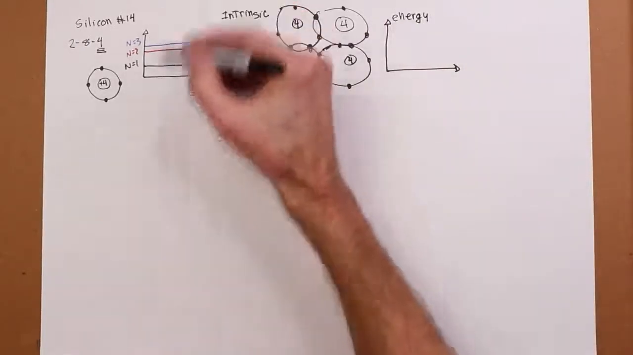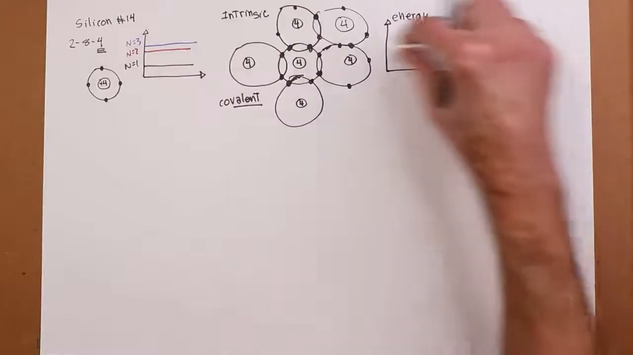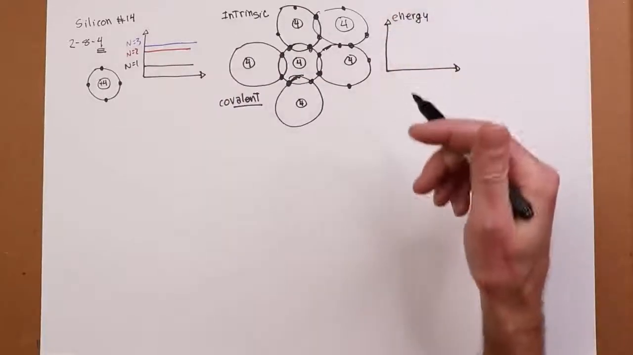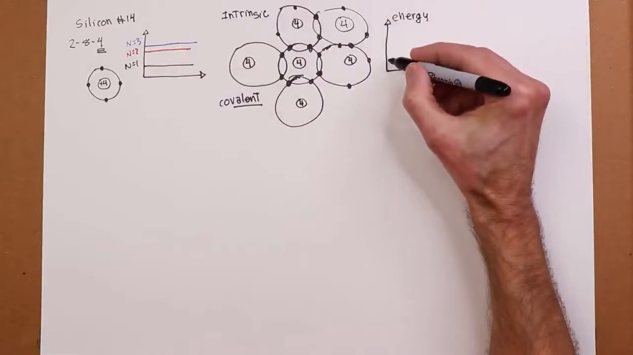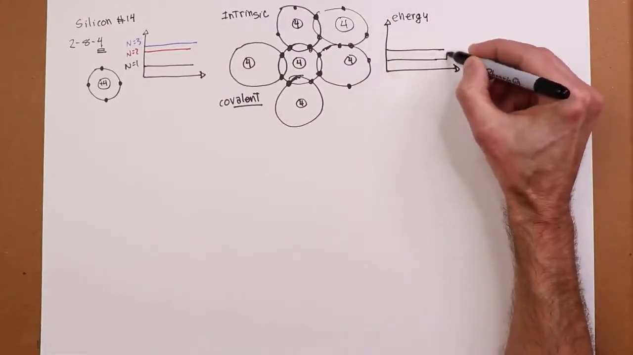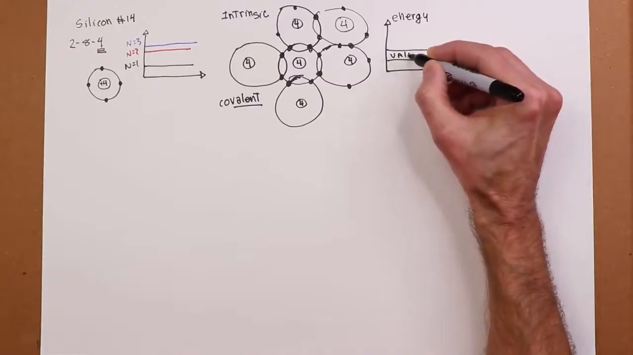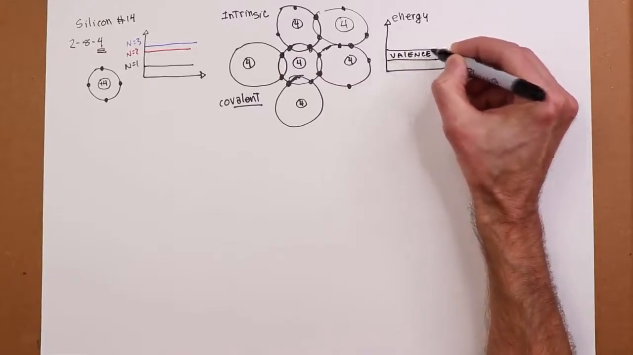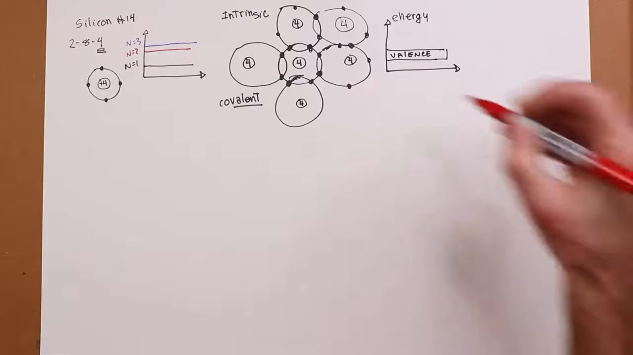So instead of having these kinds of things, we have bands, thicker bands. Now I'm only going to draw the valence band. All right, so here's our valence band, the top one. And then above this is the conduction band.